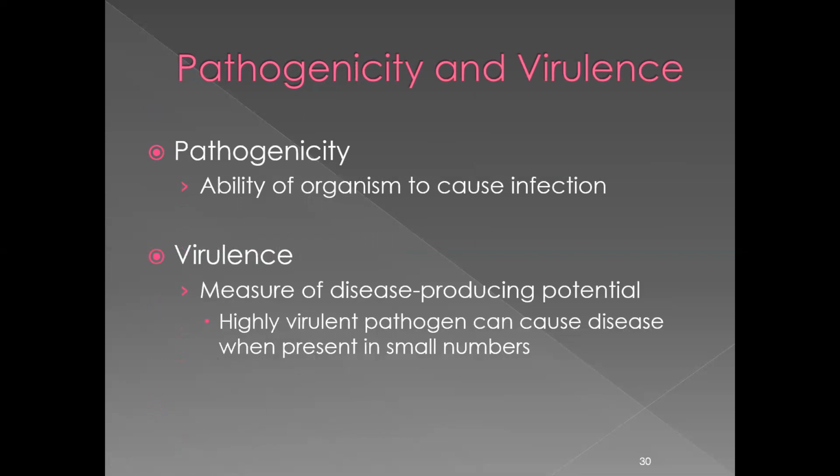Pathogenicity and virulence. Pathogenicity is the ability of an organism to actually cause an infection, and virulence is the measure of disease-producing potential. So a highly virulent pathogen can cause a disease when present in very small amounts. Basically, it means it's extremely potent.